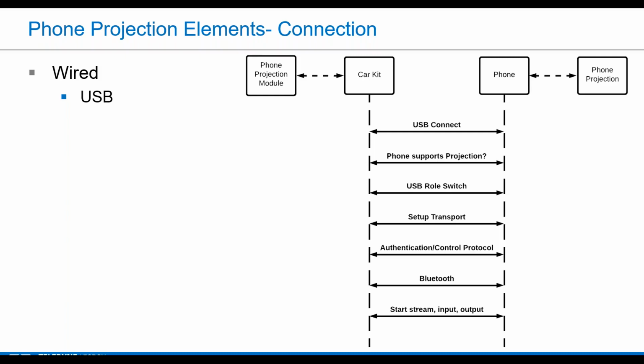So you've got the control protocol. You may have Bluetooth set up and the screen can be streamed, and then you've got input and output data being exchanged. So obviously sounds, for example, coming from the phone to the car kit, and key presses coming from the car kit back to the phone.